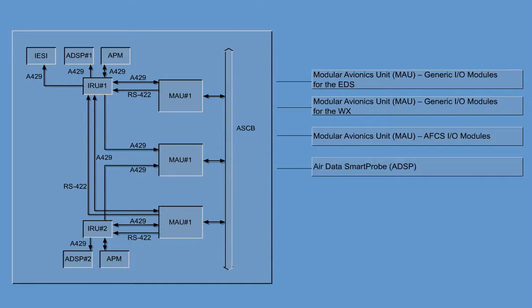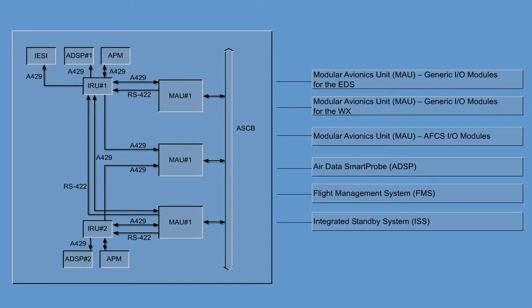Air Data Smart Probe. The ADSP receives inertial data to perform slip static pressure compensation. Flight Management System. The FMS receives the positional information in order to display the alignment status of the IRS on the MCDU IRU status page. Integrated Standby System.